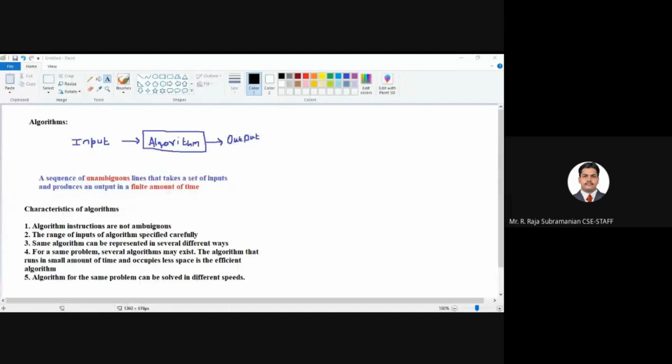That is the definition. What are the characteristics? Not ambiguous, input specified carefully. Third one is the same problem can have different algorithms. Each algorithm runs in a different speed, and the same algorithm can be represented in different ways, right? Am I making it clear? Yes, sir. So now you studied both the definition and characteristics, right? You need not refer to it one more time. Am I right?